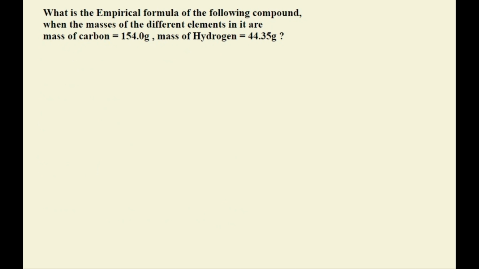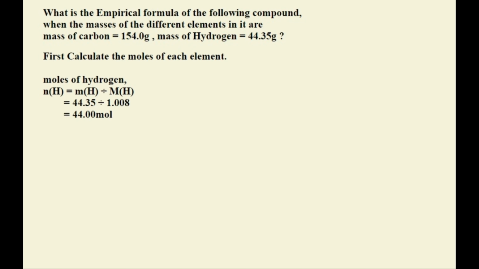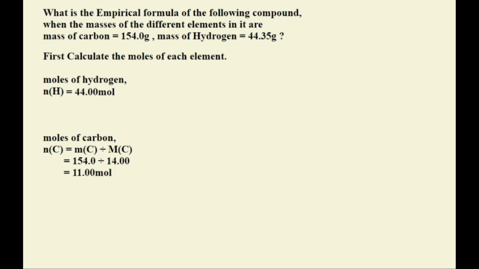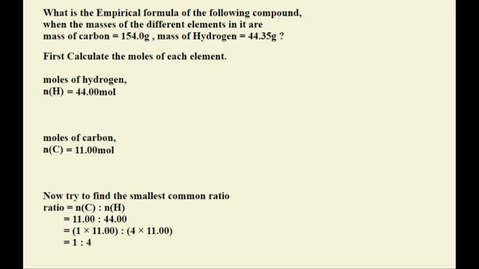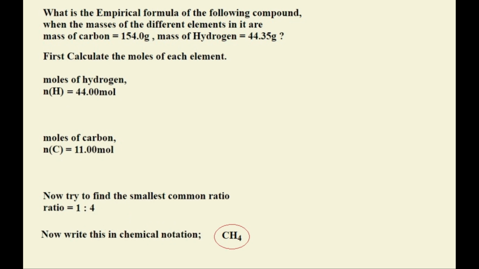And in this final example we have to find the ratio of carbon atoms to hydrogen atoms in this molecule. And here we find the moles of hydrogen using the mass of hydrogen and its atomic or molecular mass. And here we find the moles of carbon. And here we use this information to find the simplest ratio of carbon atoms to hydrogen atoms. And finally we express this ratio in terms of a chemical formula.